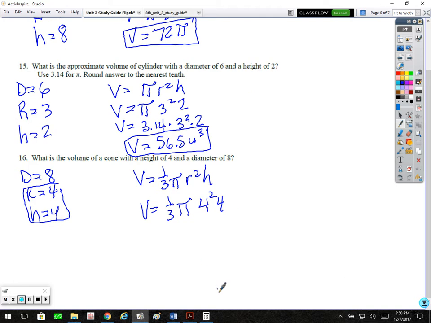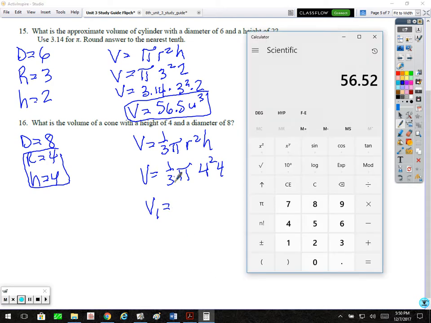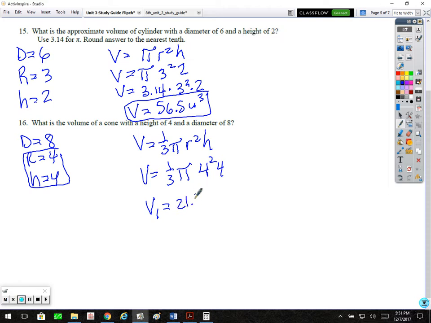Alright. It didn't tell us what to do on this one. So what we'll do, guys, let's find all 3 volumes since it didn't tell us what to do here. So volume 1, we take our calculator. Remember, we don't put pi in the calculator. So 1/3 times 4 squared times 4 gives me 21.33. So we're just going to round that to 21.3. Remember, pi should be in my answer in volume 1. Okay? All right, let's find volume 2.